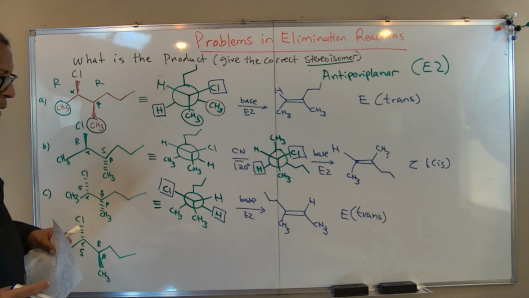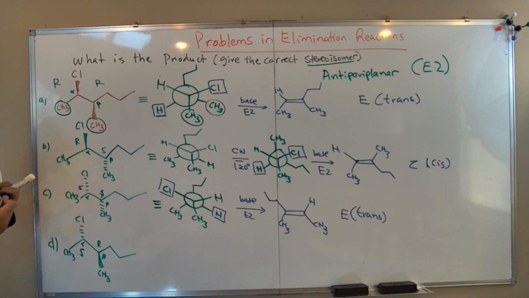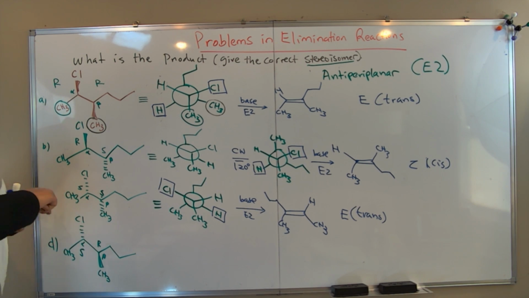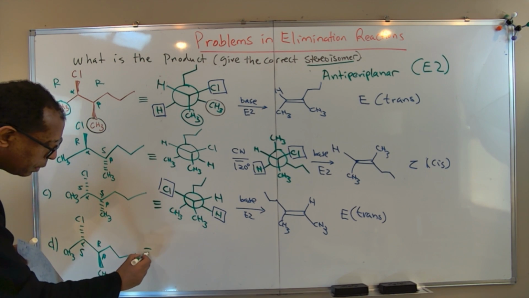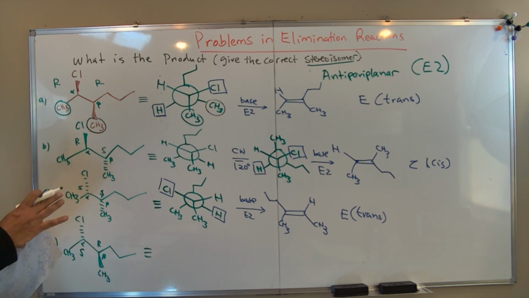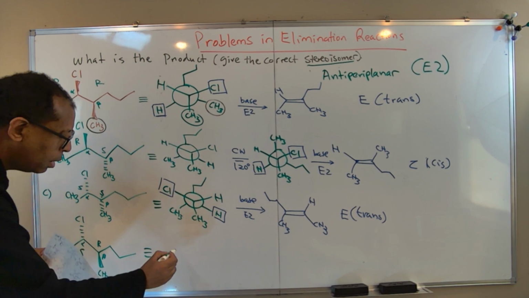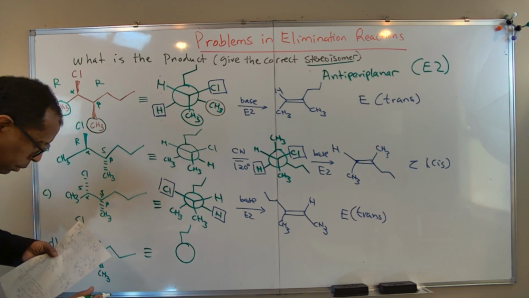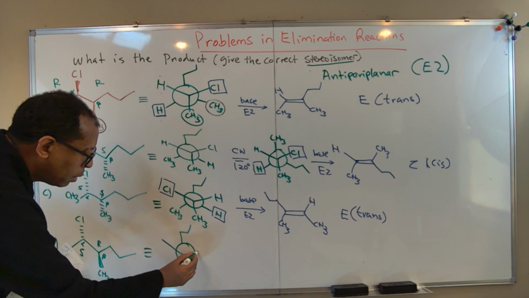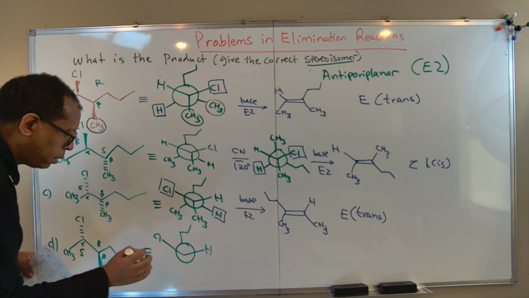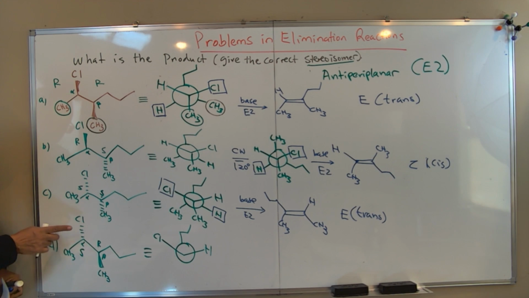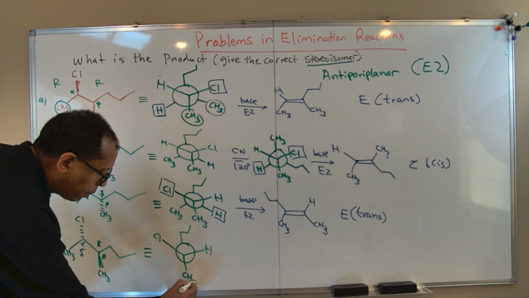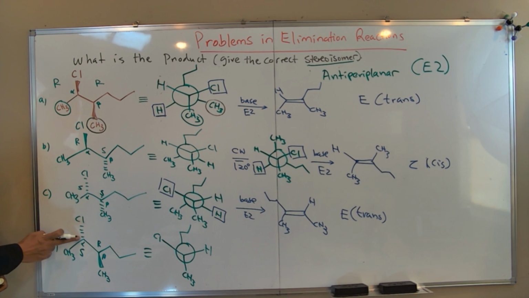Okay. Now let's do the final one. A Newman projection for the final one looks like this. Newman projection doesn't change the nature of a compound. I have this propyl, chlorine and hydrogen are, hydrogen is here, chlorine is in, and CH3 is down here. That's the front carbon, this carbon right here.